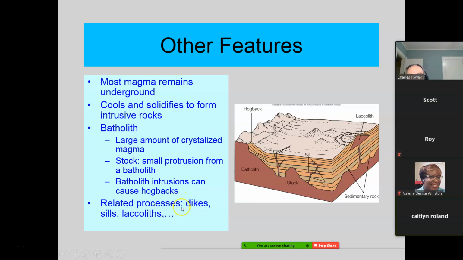Now, some of the other processes: a dike is a very small vertical intrusion. A batholith is huge, broad. A stock is big, but not as big as a batholith and doesn't go as high. The dikes are very thin. They make their way up and usually can reach the surface or not.